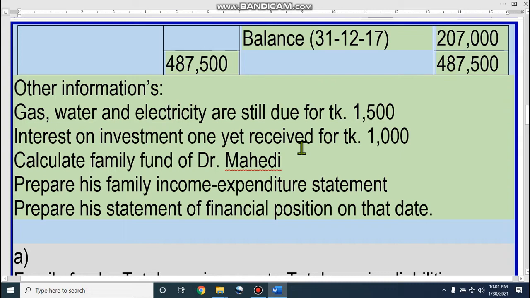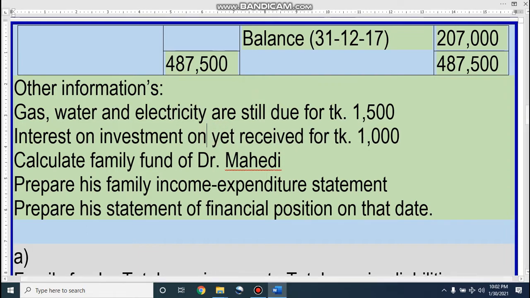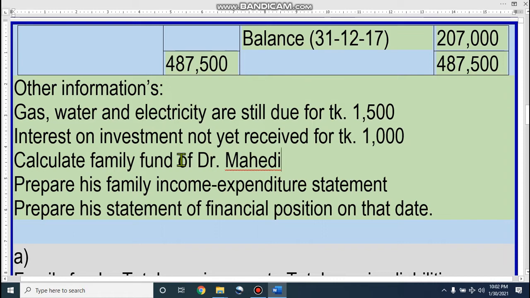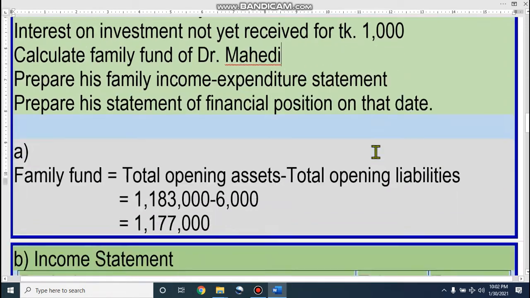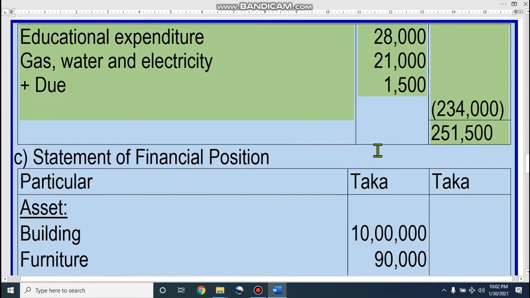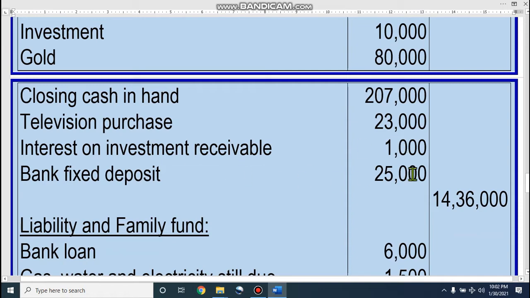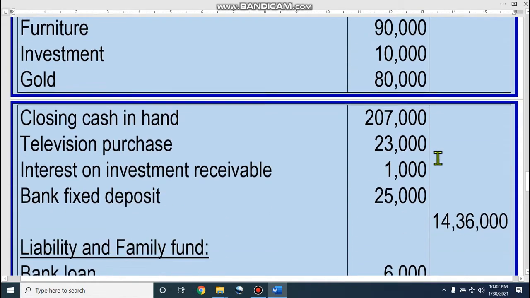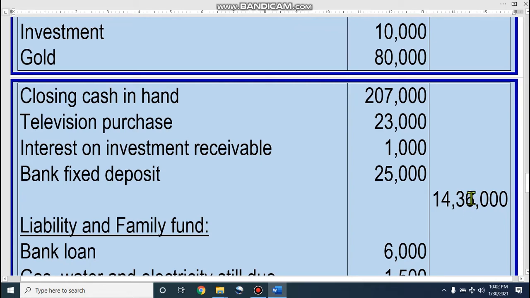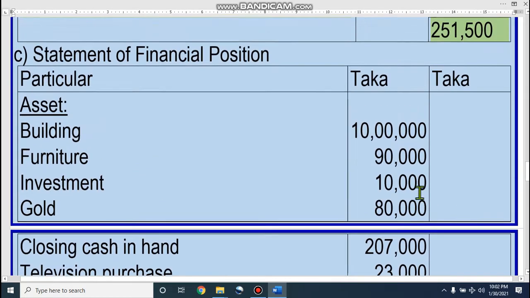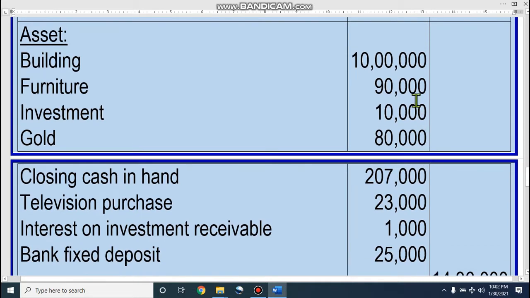This is our income. Income cannot be shown in the asset side, but if income is due, then it is our asset. So dear student, how much asset do we have? We have an asset of 1,000, because this interest is not yet received, so income due is our asset. So we have to write this also in the asset side, and bank deposit is also our asset. So the total of the asset side is 14,36,000. That means at the end of this year 2017, this family has assets of 14,36,000.